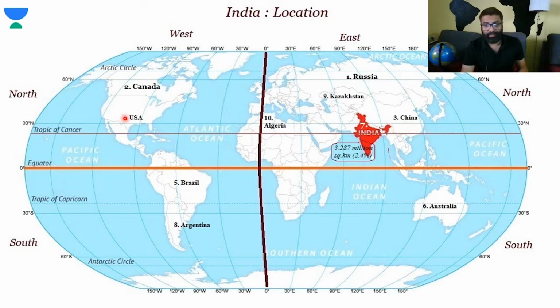Then comes USA, United States of America. 5th is Brazil. 6th is Australia. Then 7th is India, followed by Argentina, Kazakhstan, Algeria. So please remember, friends. So these are the top 10 countries of the world. So India is 7th largest country.